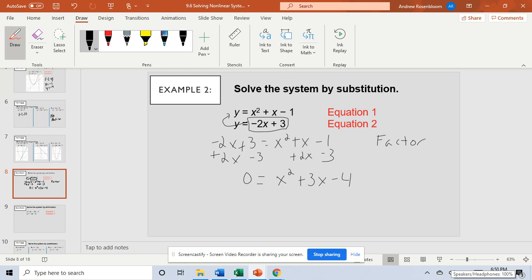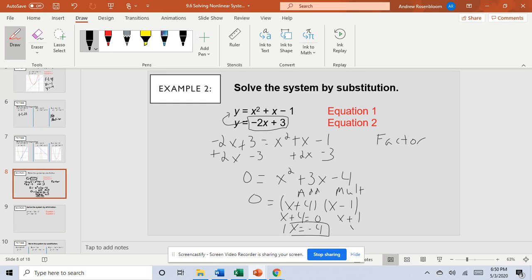So let's use factoring because we can find something that's going to multiply to -4 and add to +3. That would be 4 and -1. So this will factor to x plus 4 times x minus 1 is equal to 0. Using the zero product property, set both of these equal to 0. Subtract 4, and you're going to get x equal to -4. And x minus 1 equals 0, so this is going to be x is equal to +1.